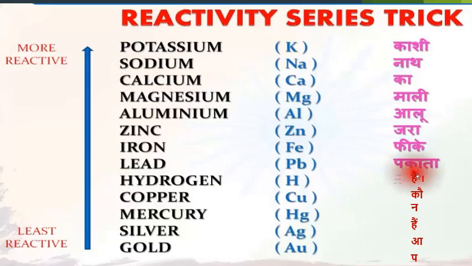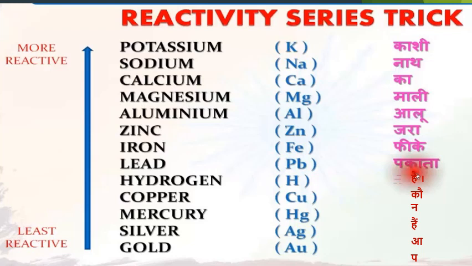Now if you talk about the reactivity series, which is related to the displacement reaction, in which a strong metal element displaces a less reactive metal element from its solution, this type of reaction is known as a displacement reaction, and the reactivity series is very important. So: potassium, sodium, calcium, magnesium, aluminum, zinc, iron, lead, hydrogen, copper, mercury, silver, gold and platinum. This is the order of the elements from most reactive at the top to least reactive at the bottom.